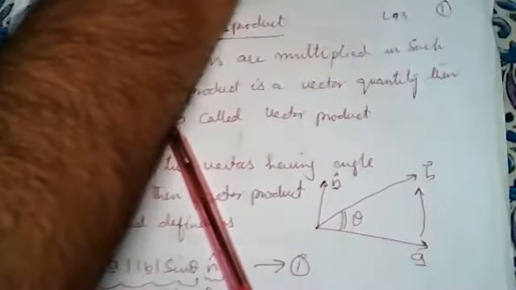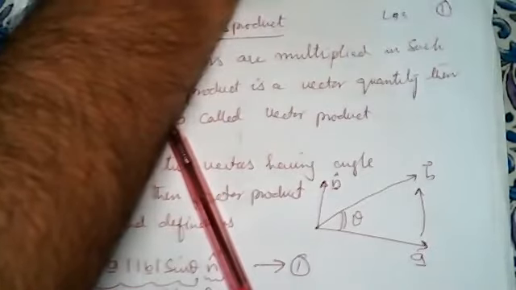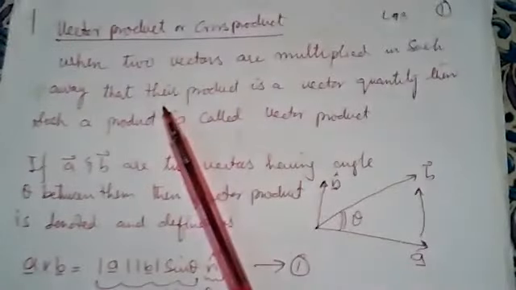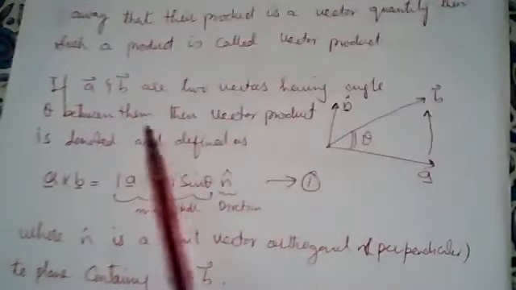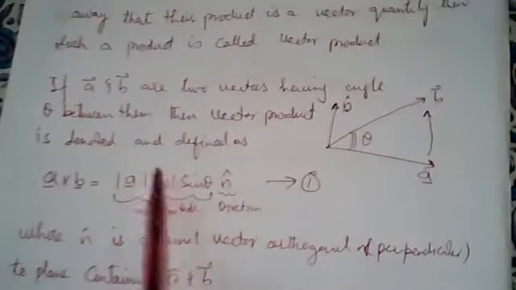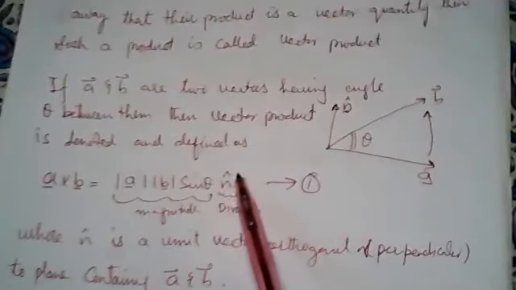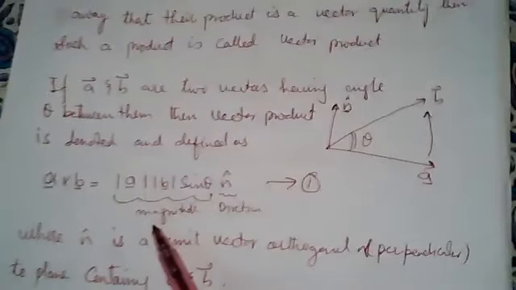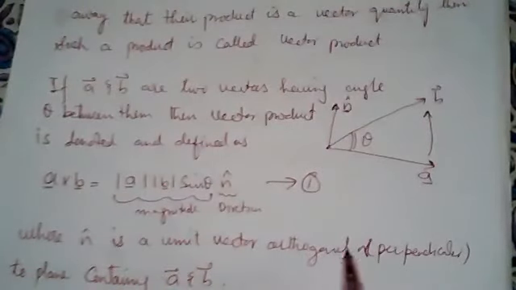When we multiply two vectors in such a way that their resultant is a vector quantity, then such a product is called vector product. Suppose A and B are two vectors having angle theta between them, then A cross B is equal to magnitude of A, magnitude of B, sine of angle, into n hat. Because it is a vector quantity, it has some direction. So this gives you the direction, this gives you the magnitude. Where n hat is a unit vector perpendicular to the plane containing A and B.